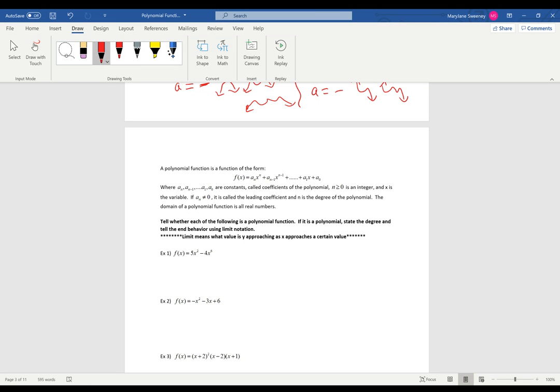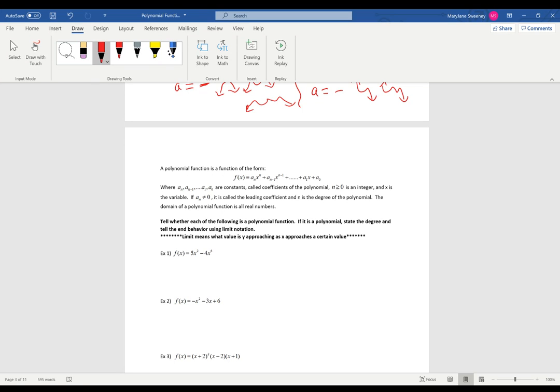a sub n is not 0, because if we think about it, if a sub n was 0, that would wipe that out. If a sub n is not equal to 0, it is called the leading coefficient. n is the degree of the polynomial. So the exponent we know is the degree of the polynomial. The domain of the polynomial is all real numbers.